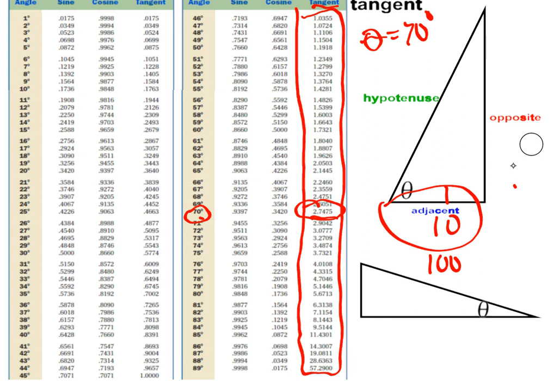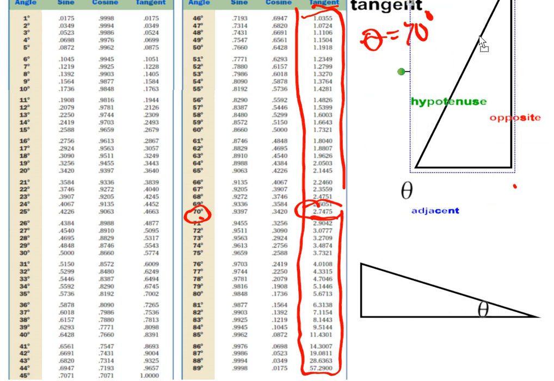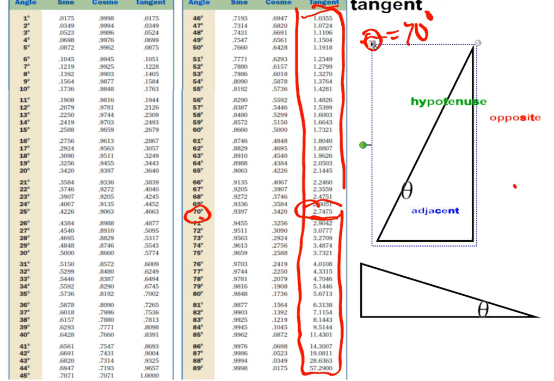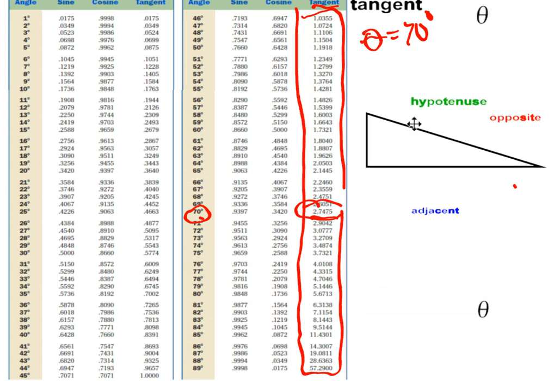I'll erase all this so that makes a little bit more sense. Let's move this out of the way and get rid of this. And so let's take a look at this triangle here.